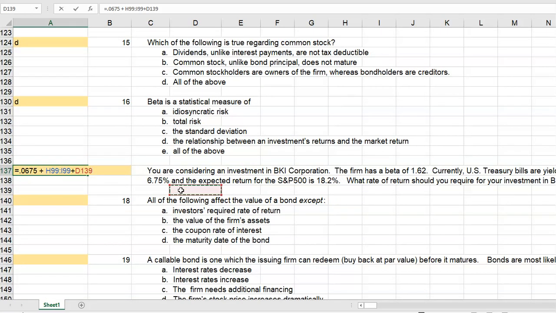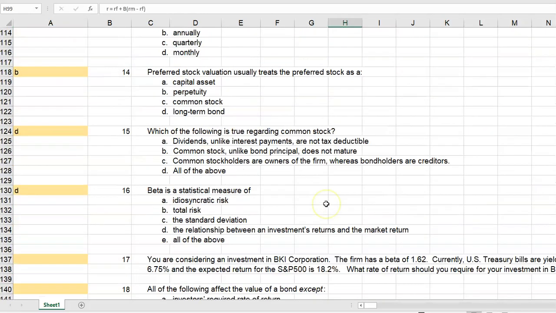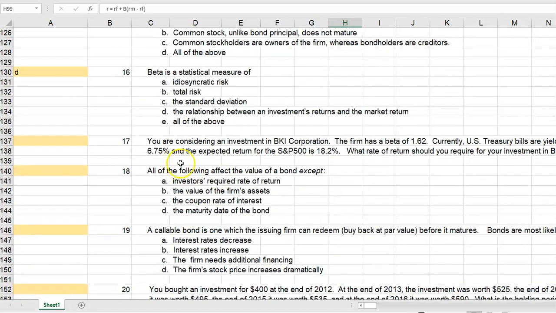Oh, that was not good. Let me go back and do that. Sorry about that. I'm going to use that equation right there. So let's put it in.